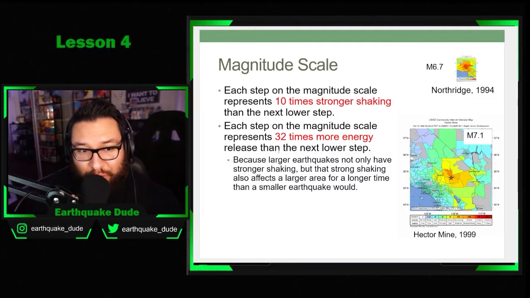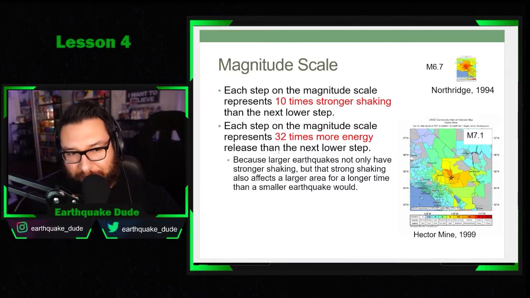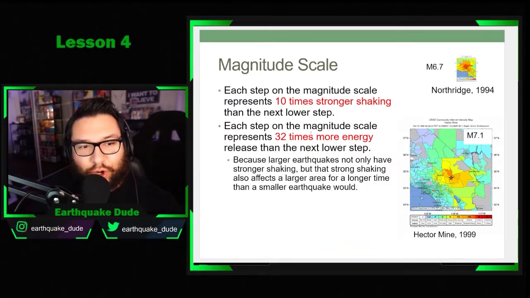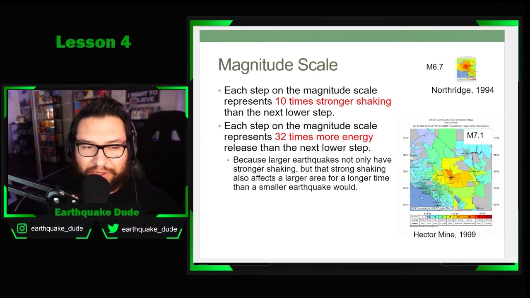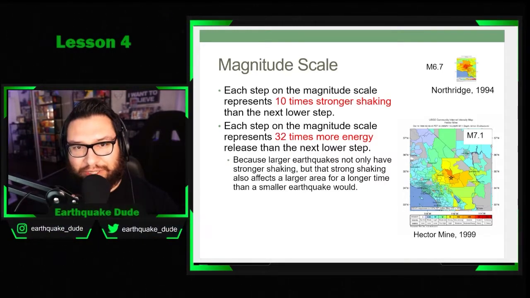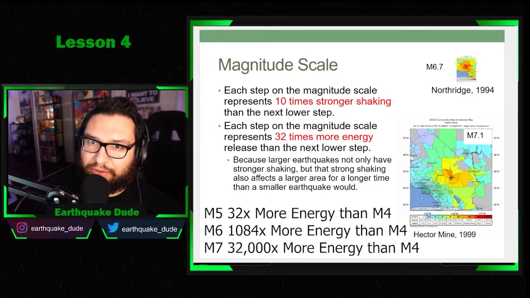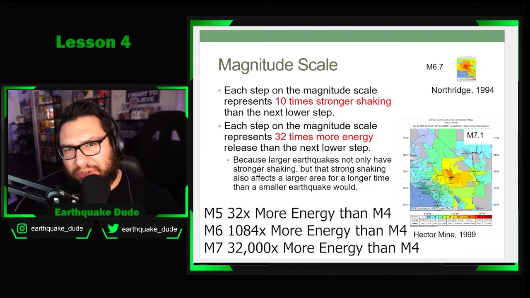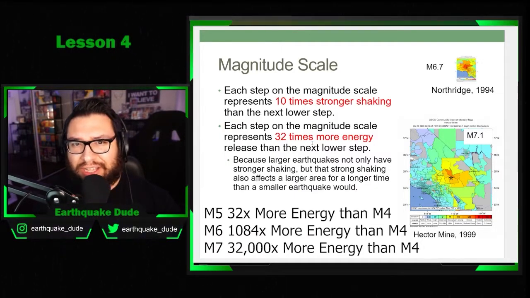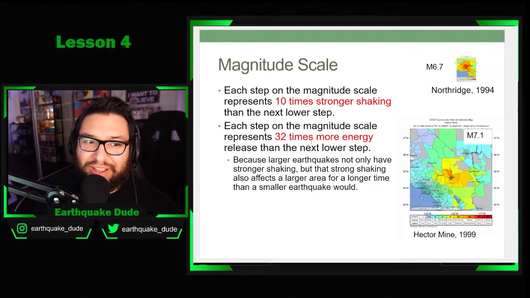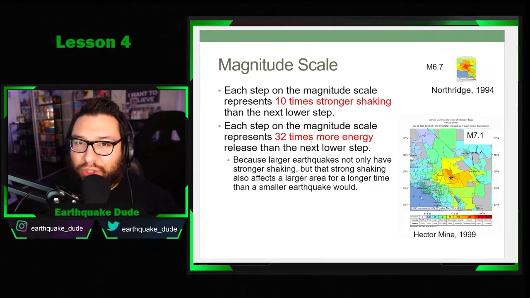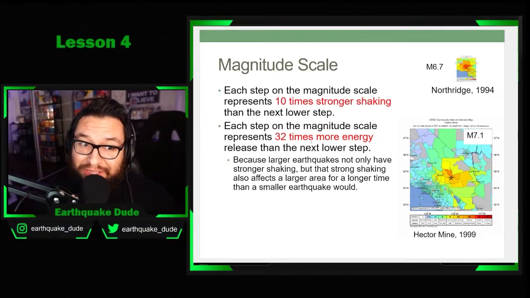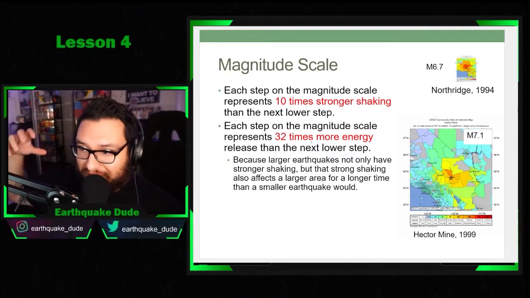Now, that's earthquake shaking. When we're talking about actual energy released by that earthquake, 32 times is the number. So a magnitude 5 earthquake produces 32 times more energy than a magnitude 4. A magnitude 6 produces about 900. Well, it's actually 1,000 times more energy than a magnitude 4. And a magnitude 7 produces 32,000 times more energy than a magnitude 4. Now you can see how these things are getting crazy big the higher in magnitude.